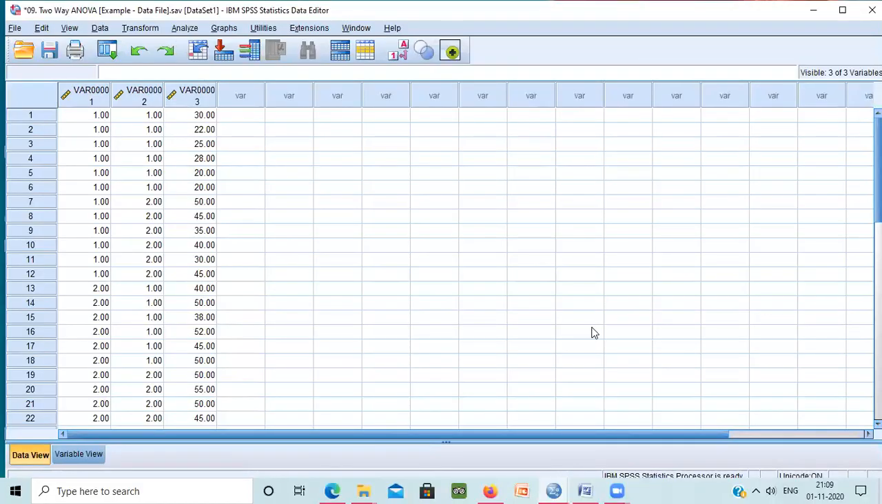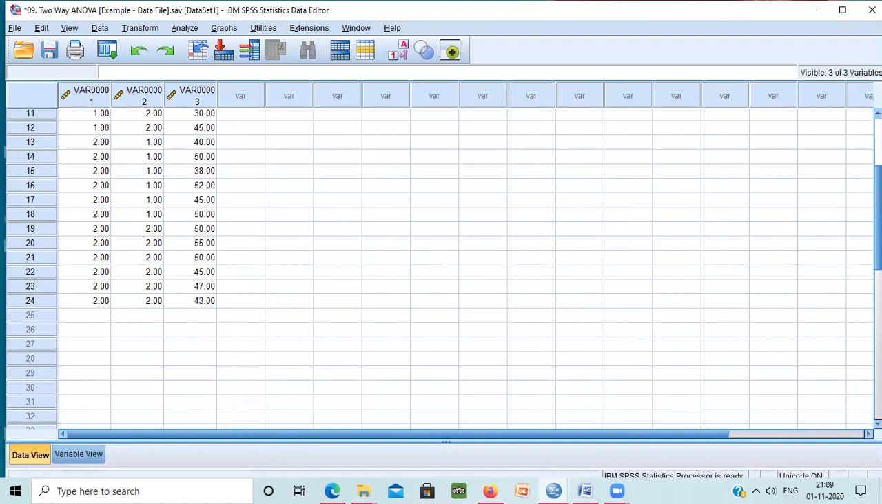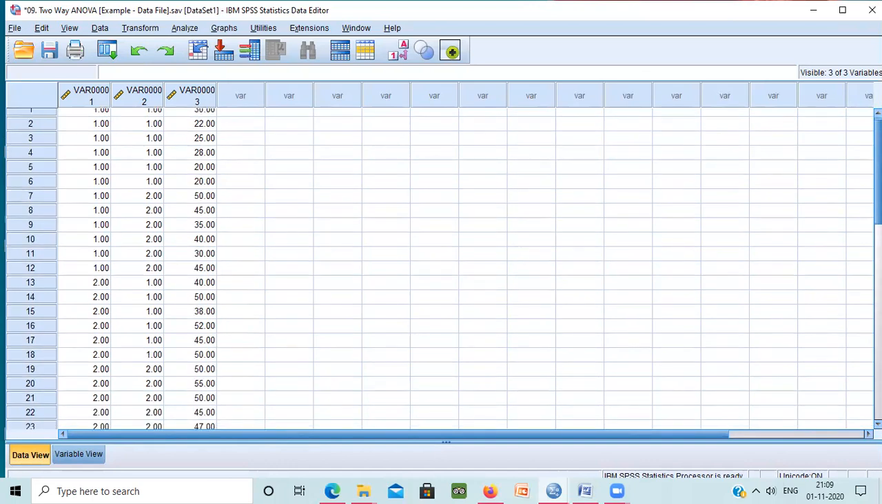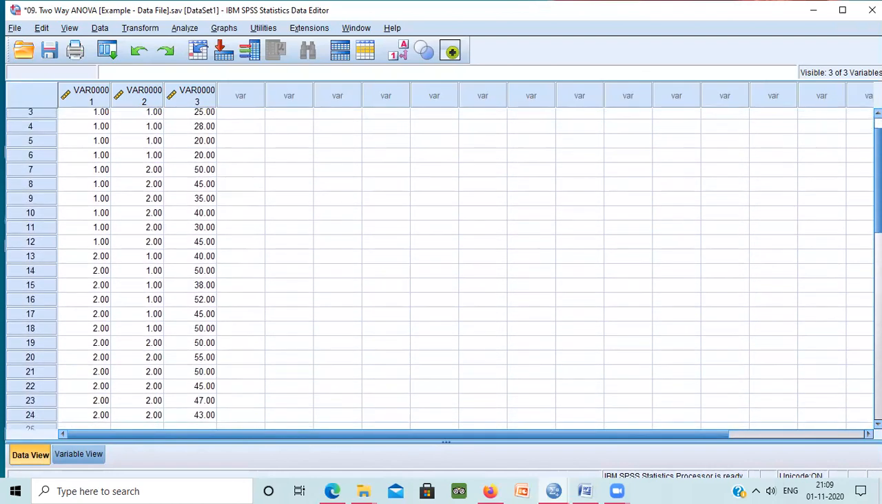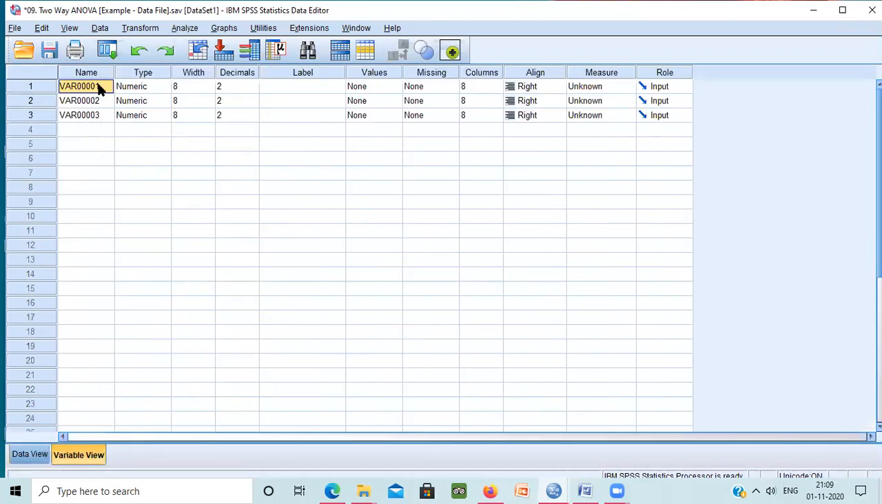So here we are, this is the data view, and I've just pasted the data here. We have 24 people who are patients with back pain, and they have gone for physical therapy and muscle relaxation. So we know that. Let's move to the variable view, where we'll be naming the variables.